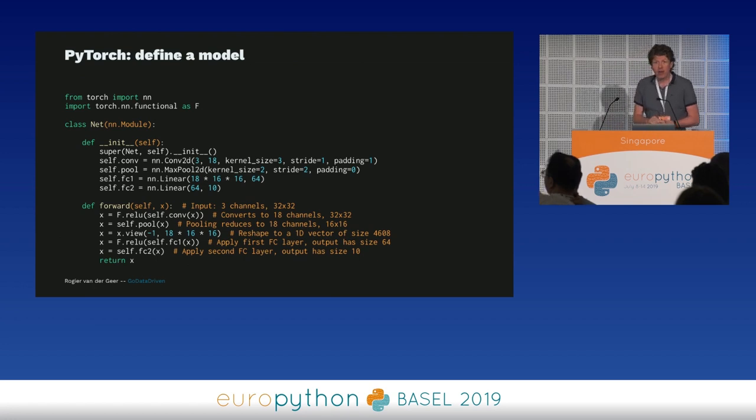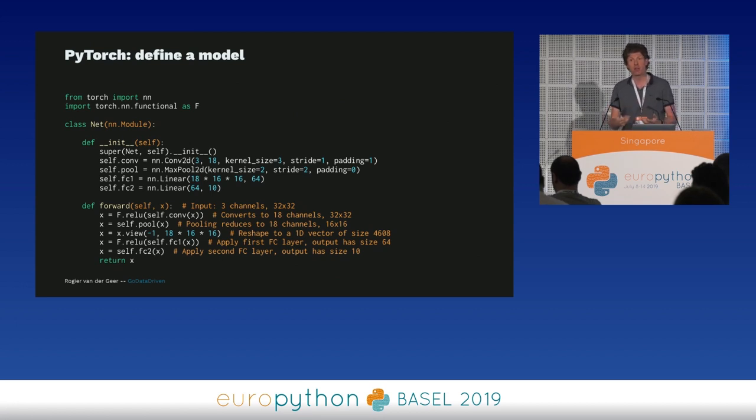Secondly, we have to define the forward method. The forward method accepts a single argument called x, which is the input. The input comes in batches, and in this case, these are 32x32 pixel images in three channels. Now, the second thing we do is apply the convolutional layer to x, and that converts it to 18 channels.